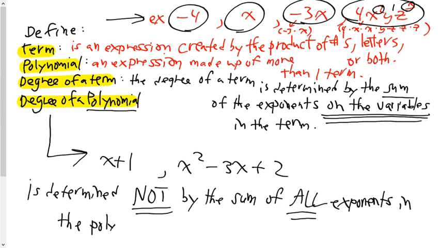That's a lot of words, but you know what? It's important that we know this about polynomials. So the degree of a polynomial is determined not, double underlined, by the sum of all, double underlined, exponents in the polynomial, comma, but rather the term with the largest degree.